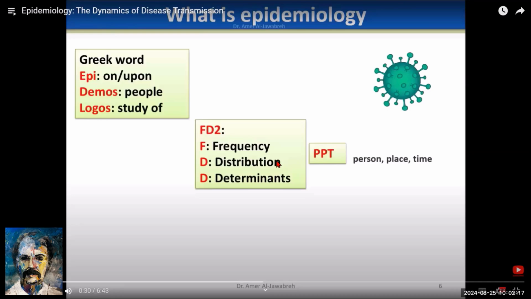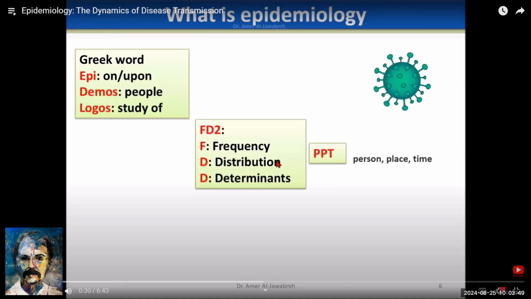So when you look at disease distribution, you have to have 3 things in your mind. Person: is it a male or a female? Is it an old person or a baby? Babies have diseases. Old people have different diseases. And adults also have diseases. So we look at age. That's person. Is the person African, Chinese, Indian, or Arab? So ethnicity also plays a role here, and so on. So the person plays a role.